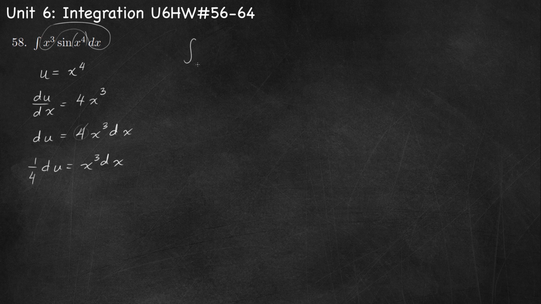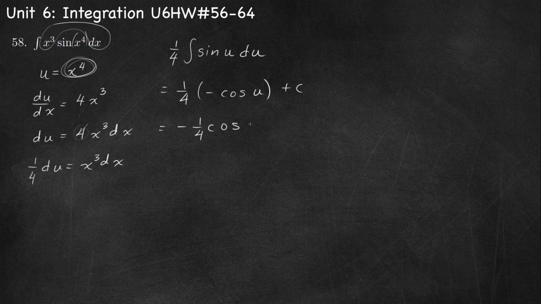And let's make our substitutions. So x cubed dx becomes 1/4 du. And the sine of x to the fourth becomes the sine of u. And now we integrate this, we get the integral of sine is negative cosine. So negative cosine u plus c becomes negative 1/4 cosine, and then u we're going to replace with x to the 4th.